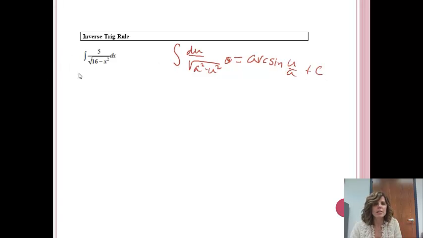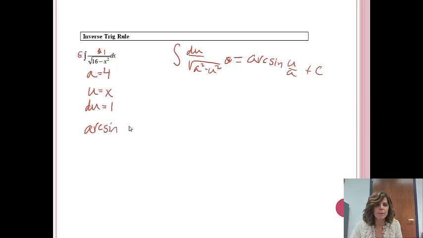So since I recognize that that's what I have, first of all, I'm just going to bring my 5 out front so it's not in the way. And then when I'm doing my parts for this to make sure that I've got it, my a value will be 4 because a squared is 16. My u value would be x because x squared is my u squared. And then du I also have to check is going to be 1. And notice I have the 1. So since all of my parts are there, I'm ready to just go ahead and use my formula. So my answer is going to be arcsine u over a, which is going to be x over 4 plus c. And then I'm done.